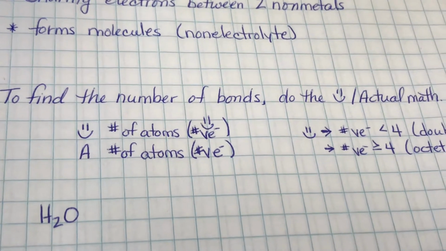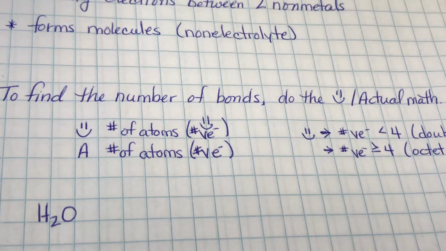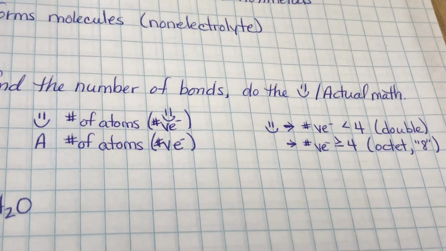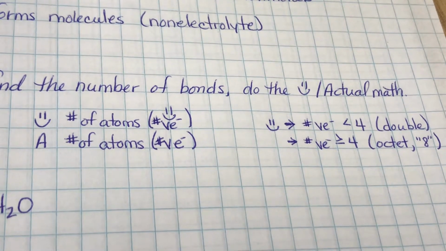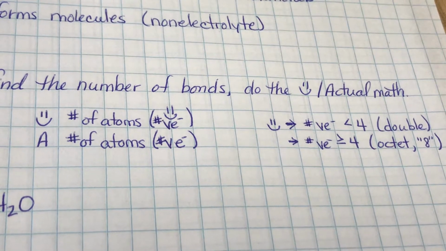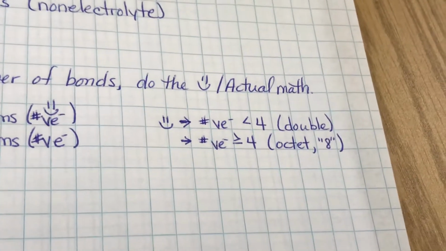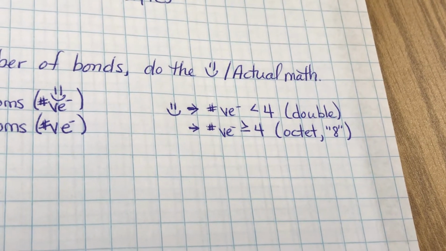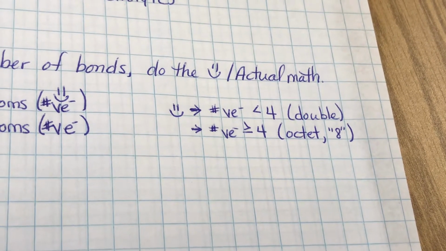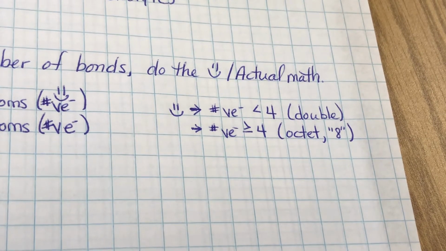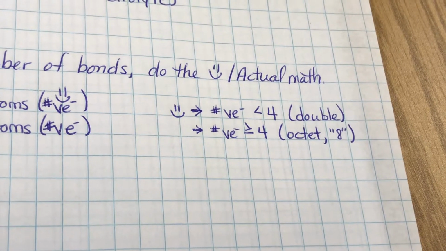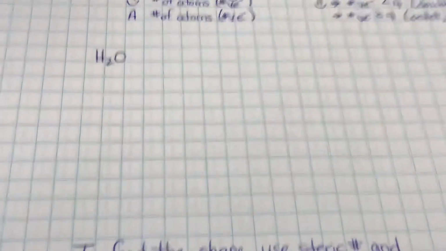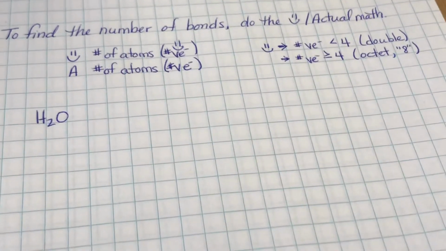So the happy amount is the number of atoms we have times the amount of valence electrons it takes to be happy. The A, or the actual, is the number of atoms times valence electrons on your periodic table. When we take a look for the happy amount, remember the valence electrons on the table: if it's less than 4, you double. If it's greater or equal to 4, you're going to use what's called the octet. Basically double up to 8. So we're going to take a look at water and see how this works together.